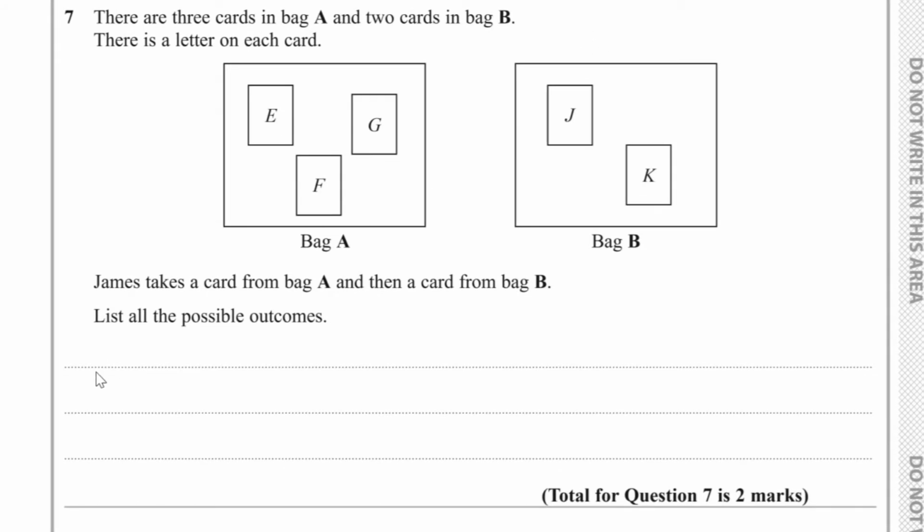Well, we could have E paired with the J. We could also have E paired with the K. We could have the F paired with the J, or the F paired with the K. Or we could have G paired with the J, or we could have G paired with the K. Here are all the possible outcomes.